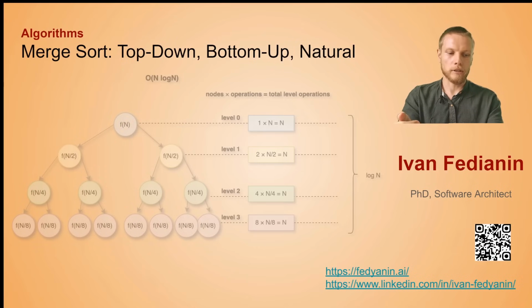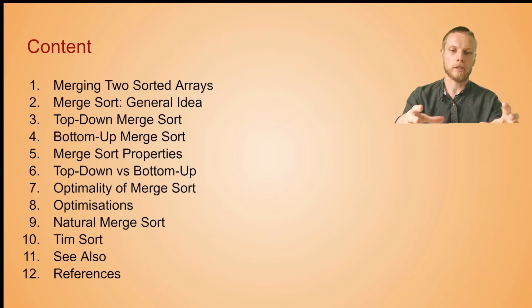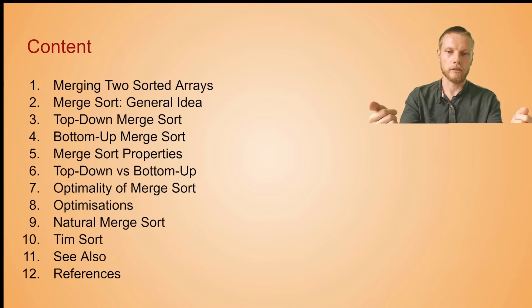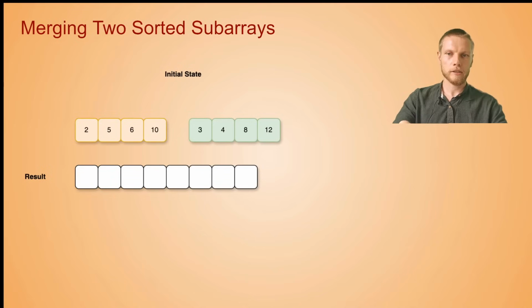We cover it in depth. We will check different types of merge sort, different implementations, top-down, bottom-up. We will look at the properties of merge sort. We will compare different implementations. Also, we will show that merge sort is optimal in the number of comparisons. And we'll look into the possible optimizations of merge sort and also its industry implementation. So let's get to it.